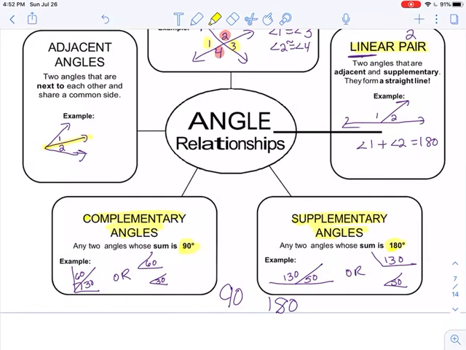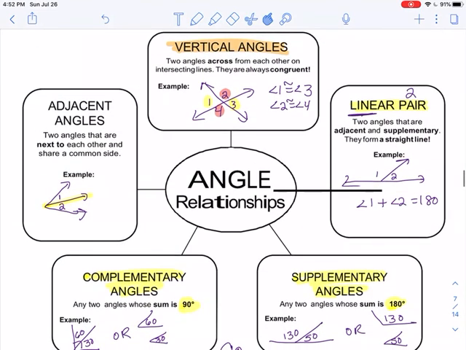Okay, so you're going to practice. You're going to do the homework tonight, and we're going to practice some more tomorrow with all of these different kinds of angles. The vertical, the supplementary, the complementary, the linear pair, and the adjacent angles.